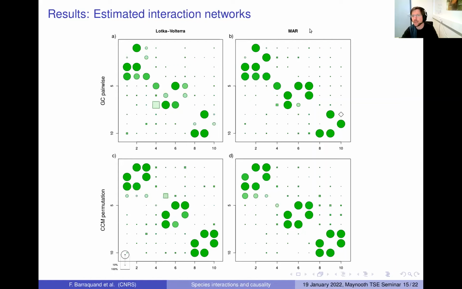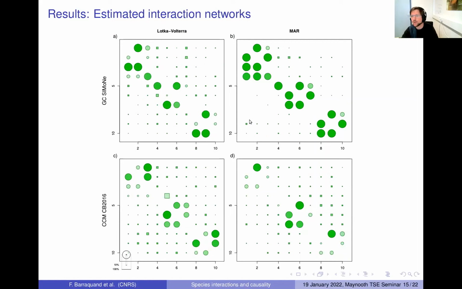If we simulate data not with Lotka-Volterra, but with the multivariate autoregressive model, we have observed roughly the same thing. Here, the diamond shows that there's one interaction which is missing, but it's only one amongst many. And if we go to the bottom, we see that convergent cross-mapping has similar performance, even a little bit better in that case. It's doing really well.